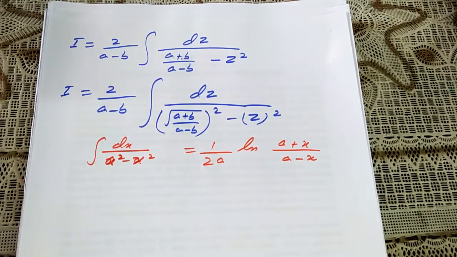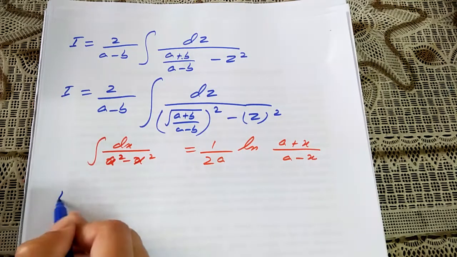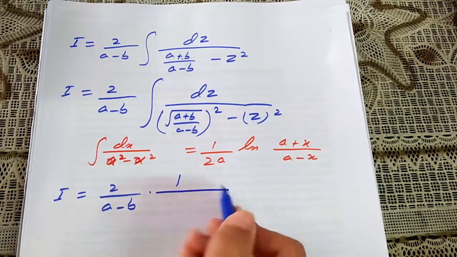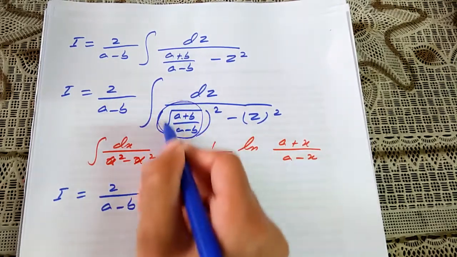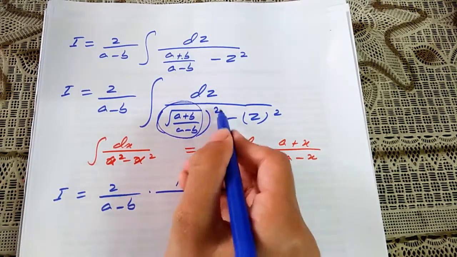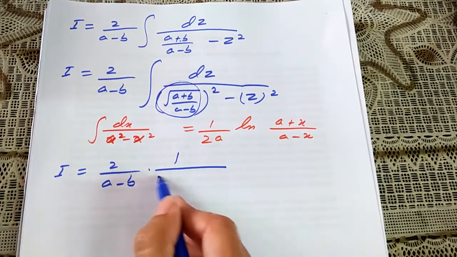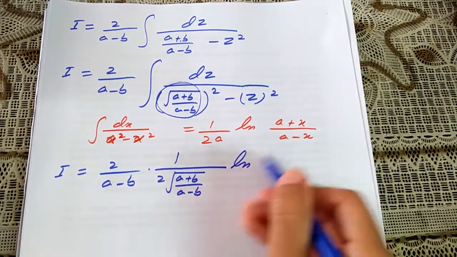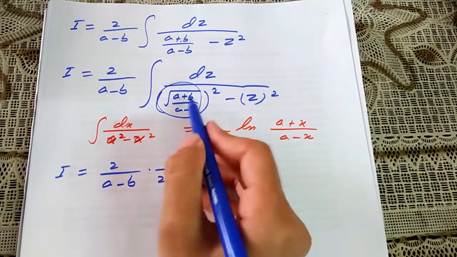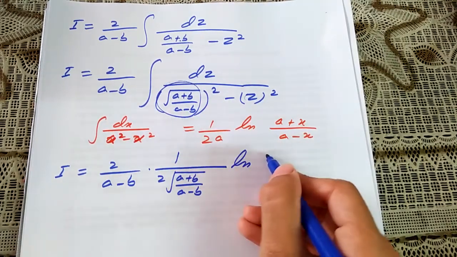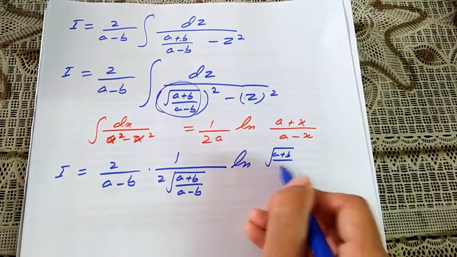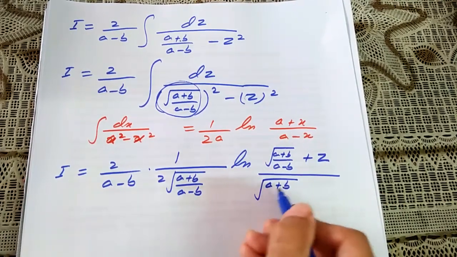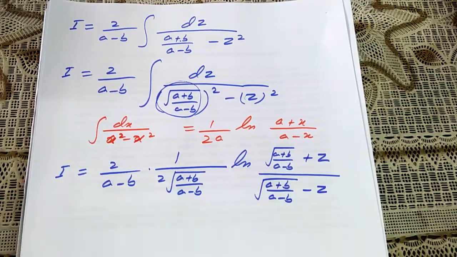So using this formula here, my integration will be reduced into I is equal to 2 over a minus b into 1 over a, here is this term, this under root without square. This will be equal to 1 over 2 times under root a plus b over a minus b ln of this term a plus x. This is a and this is x. So it will be ln a plus b over a minus b plus z divided by under root a plus b over a minus b minus z.